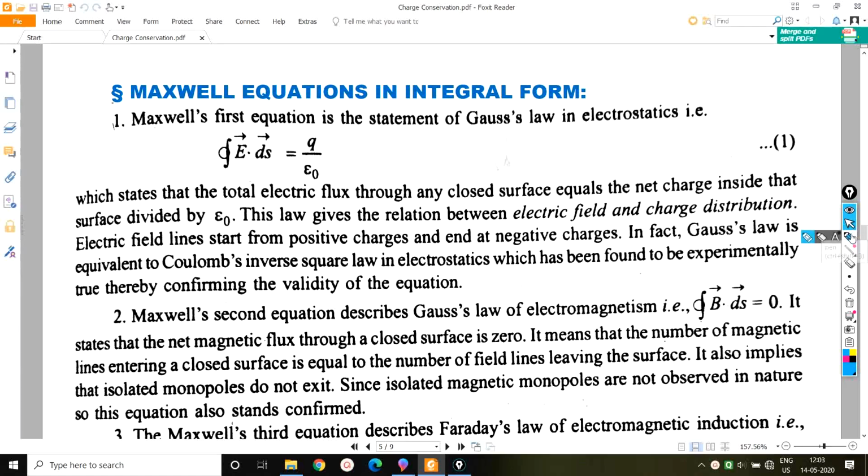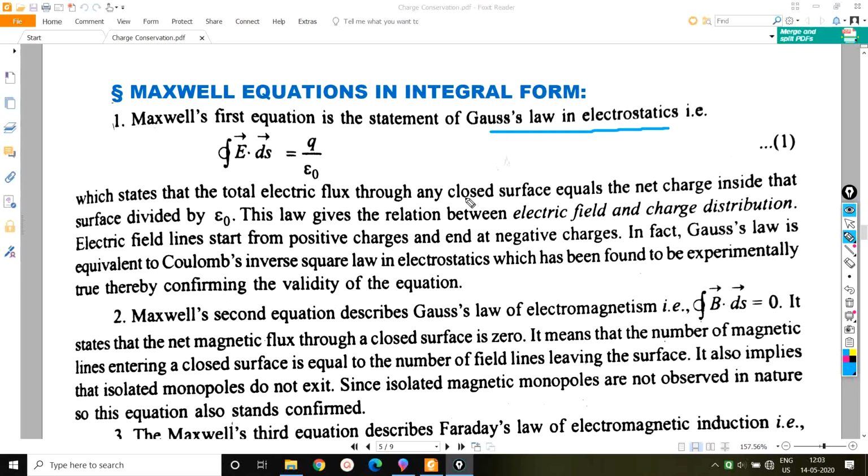Maxwell's first equation is simply Gauss's law of electrostatics, which you already learned in your 12th board days. In class 12 we learned that the surface integral of E dot dS is equal to 1 by epsilon 0 times the charge enclosed by the surface. That is, the total electric flux through any closed surface equals the net charge inside that surface divided by epsilon 0.